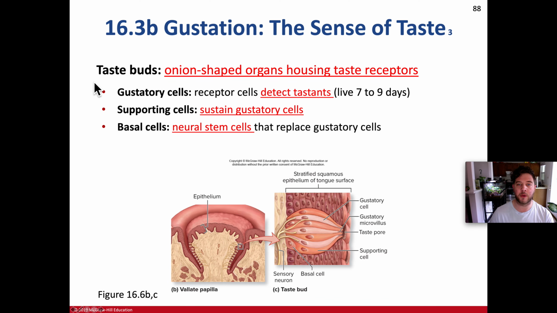Your taste buds are onion-shaped organs housing your taste receptors. Just like with the olfactory receptors, there were three cells. Our taste buds rather have three cells. Your gustatory cells detect tastants. Notice this, they only live 7 to 9 days. Your oral cavity is lined by epithelium, and all the cells in your oral cavity are quickly replaced just because of the highly abrasive environment that it is. So taste cells are replaced frequently. You have supporting cells, sustaining gustatory cells, and basal cells, which are stem cells replacing gustatory cells. So very, very similar to olfactory cells.